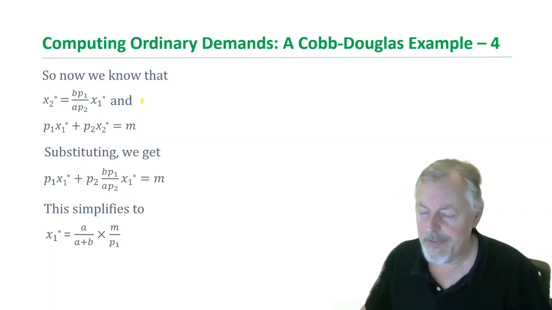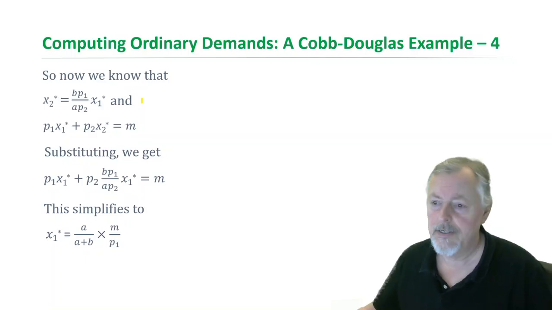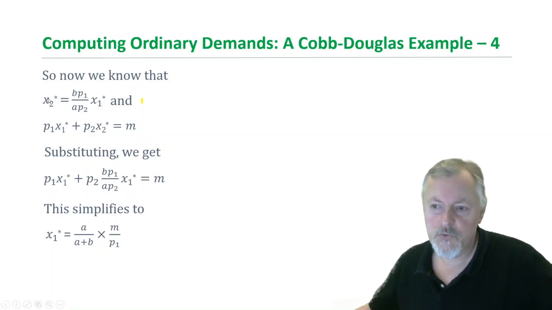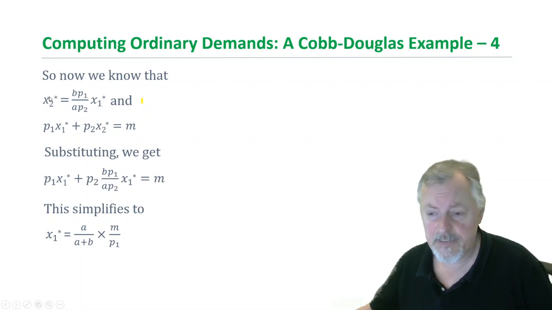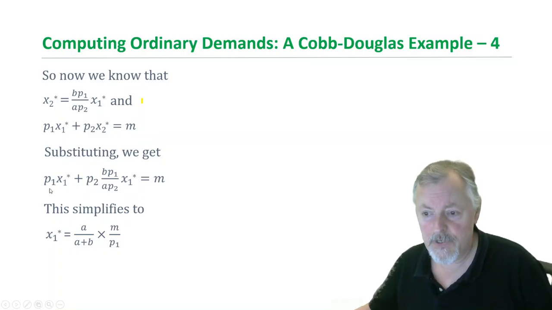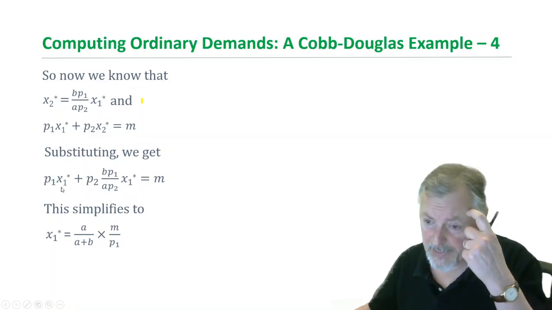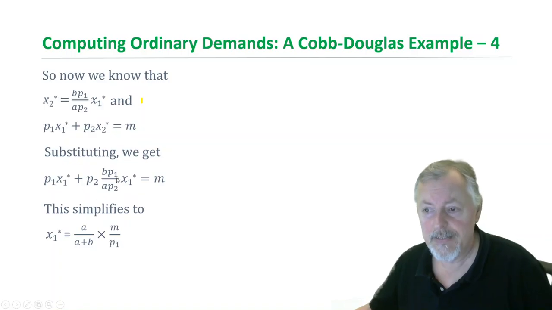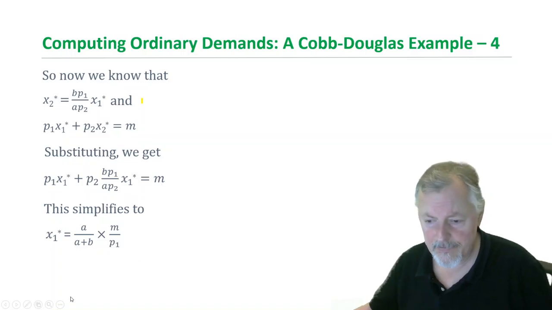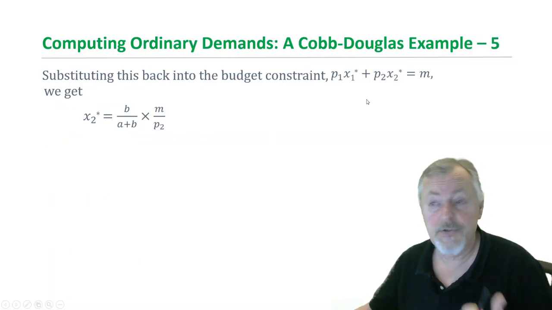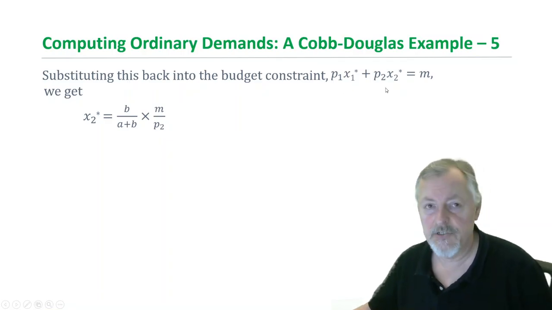Early on in high school, maybe junior high, you learned how to solve these. This is why we did a little algebra to get one of the x's on one side here. Makes it easy to substitute in. So substitute in, and we get P1x1 plus P2 times this bit from here. Simplify it down, you get that. Substitute back into one of the equations. The budget constraint's easy, and you get this.